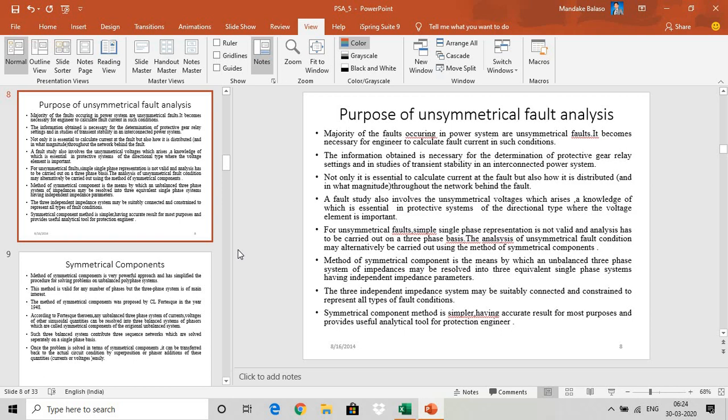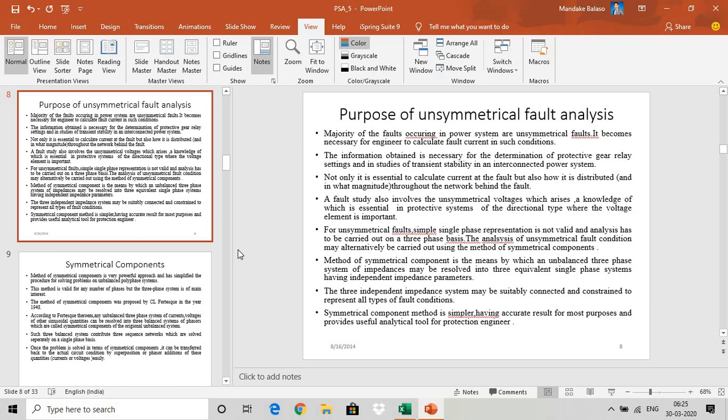The method of symmetrical component is the means by which an unbalanced three-phase system of impedances may be resolved into three equivalent single-phase systems having independent impedance parameters. The three impedance systems may be suitably connected and constrained to represent all types of fault condition. That is, by using the method of symmetrical component, we represent the different types like line to ground fault, line to line to ground fault, etc. The symmetrical component method is simpler, gives accurate results for most purposes and provides a useful analytical tool for the protective engineer.